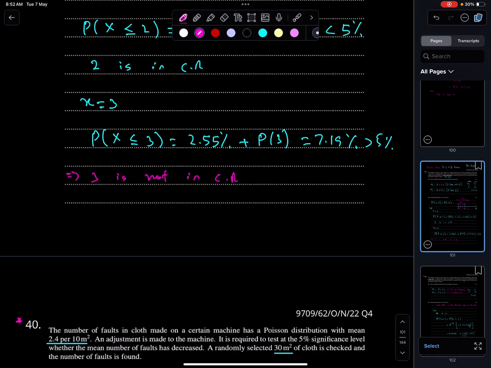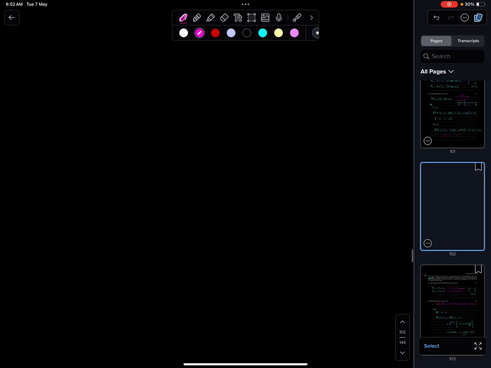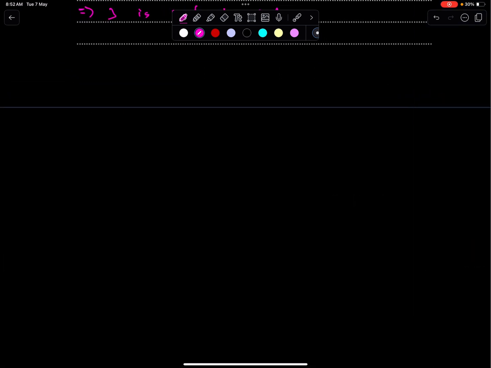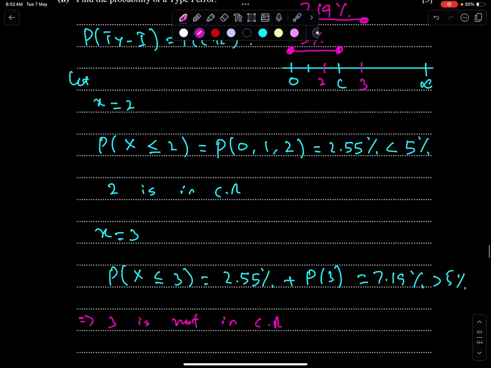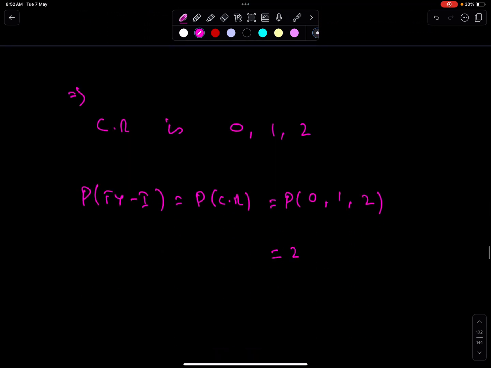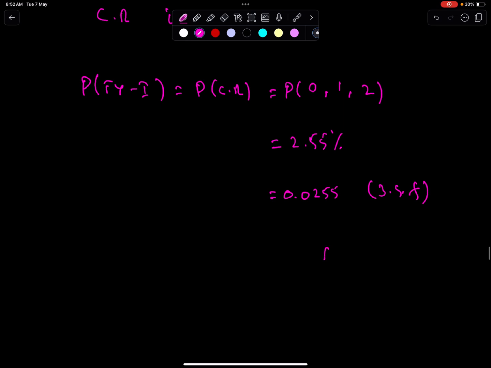Therefore, critical region is 0, 1 and 2. So probability of type 1 is probability of critical region, which is probability of 0, 1 and 2. And this answer is 2.55%. Can write this as 0.0255, 3 significant figures. So this is the way to find probability of type 1 error both in binomial and Poisson.